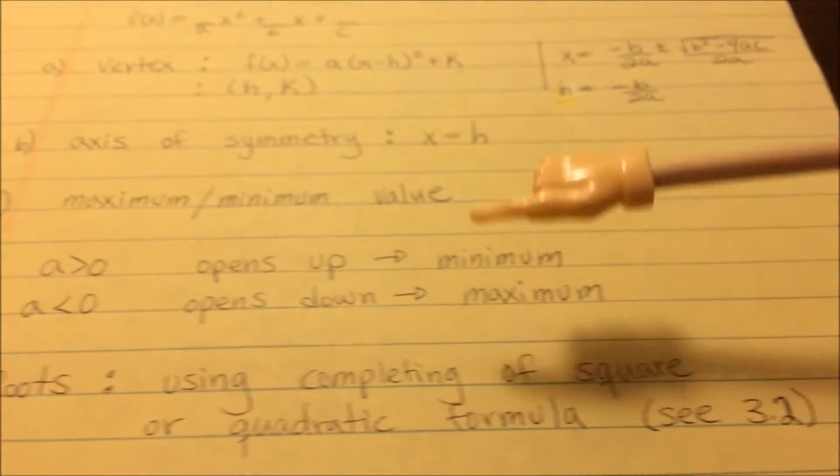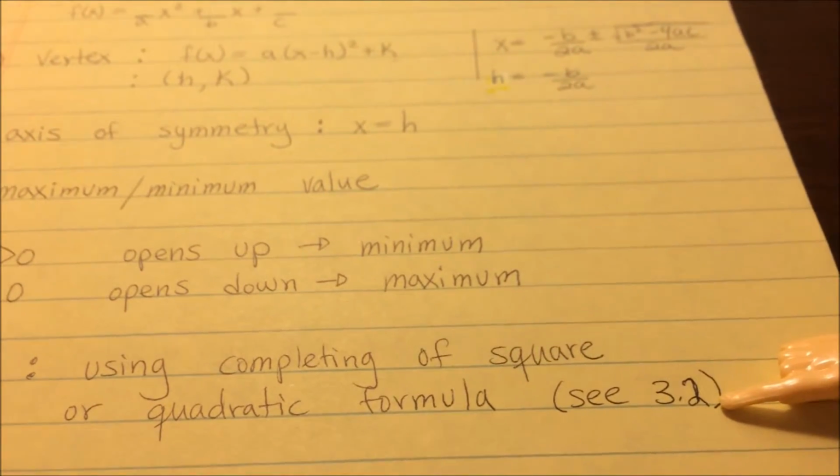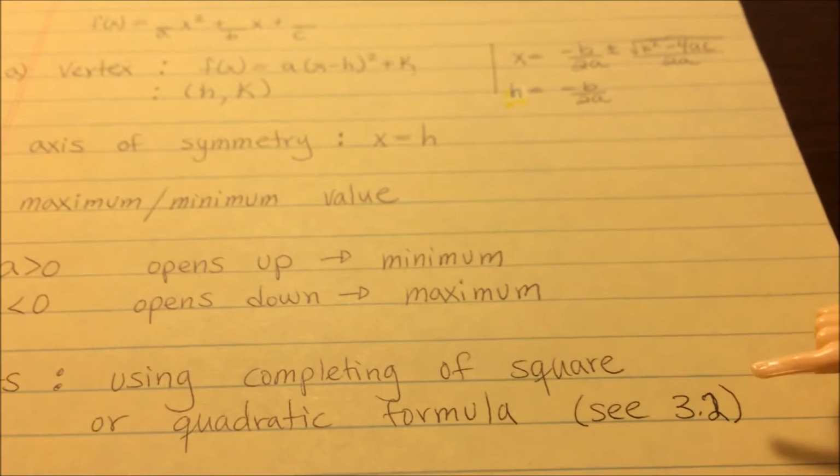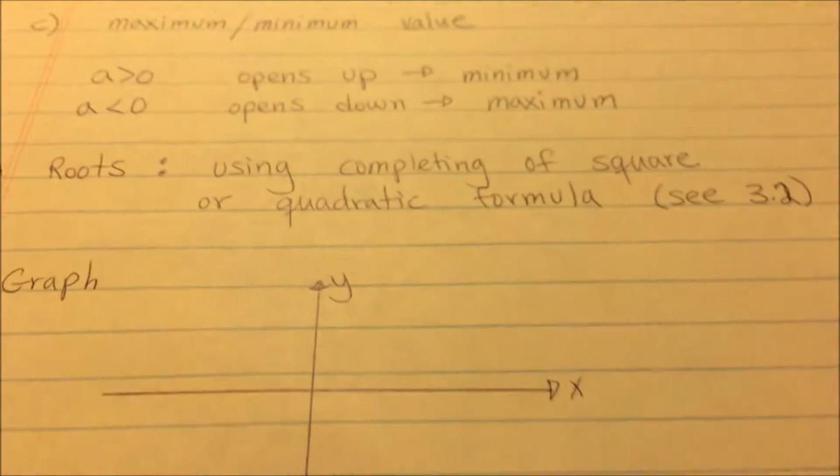Roots are found by completing the square or the quadratic formula, which we did in 3.2. So that's the one you did, and you had to find 2 answers. That's this part right there, finding the roots. Then we also have to do the graphing. So this is the graphing.